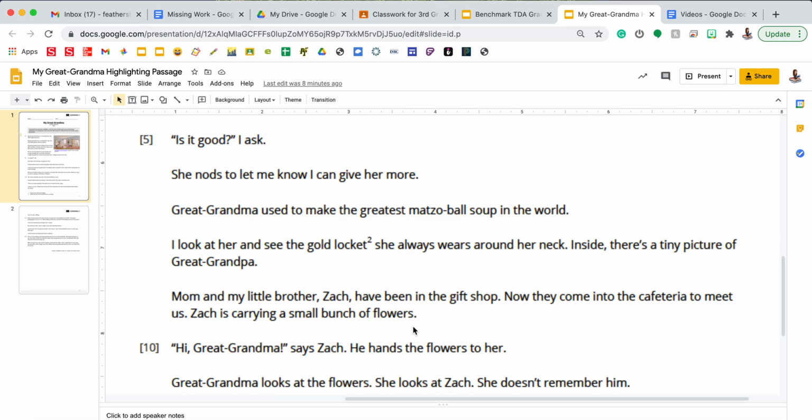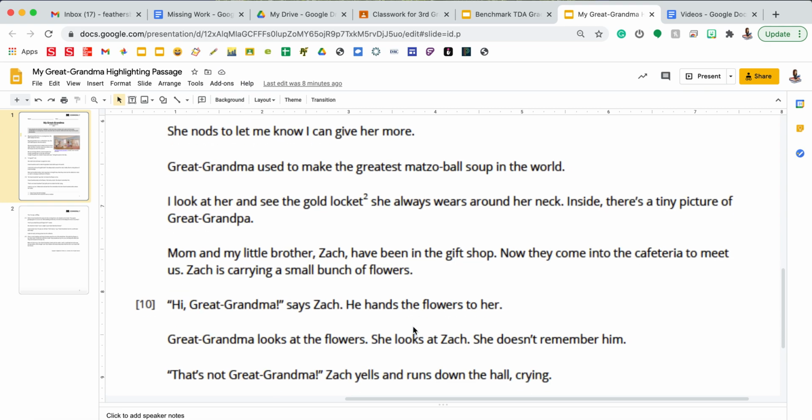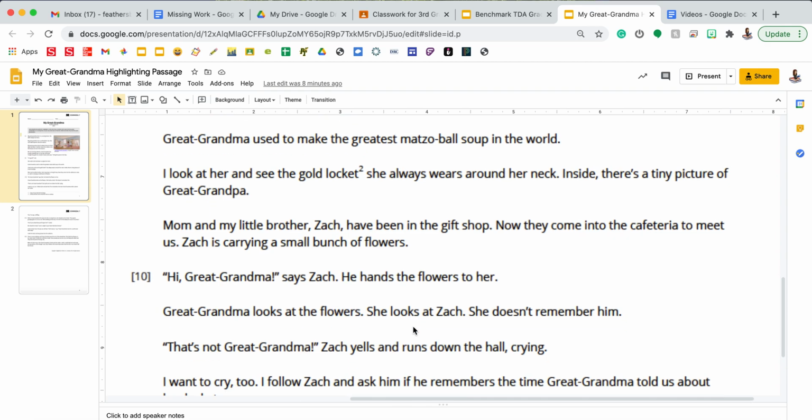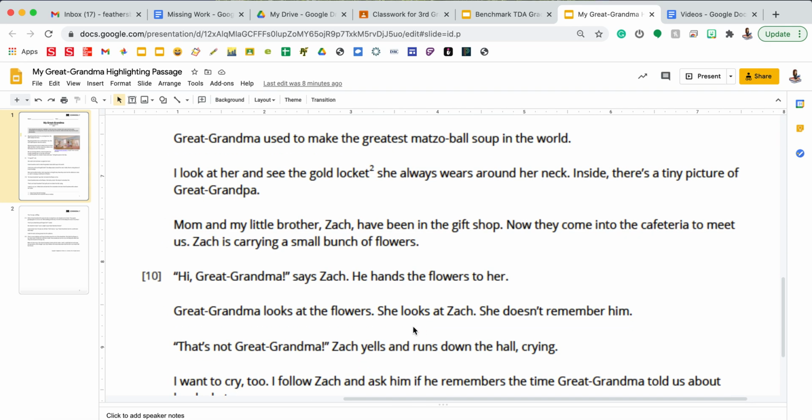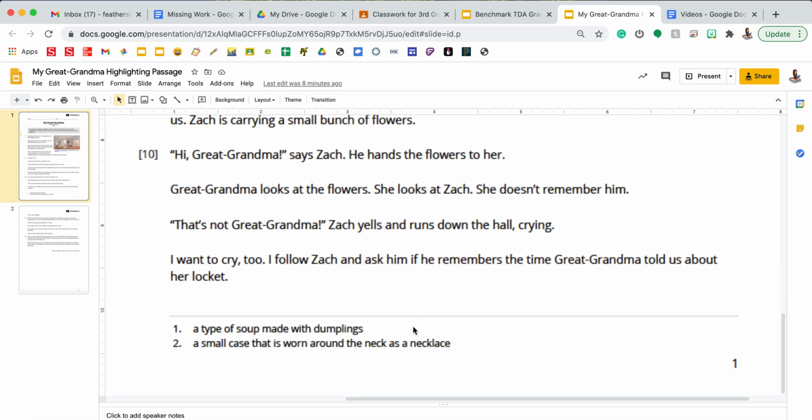Inside, there's a tiny picture of Great Grandpa. Mom and my little brother Zach have been in the gift shop. Now they come into the cafeteria to meet us. Zach is carrying a small bunch of flowers. "Hi, Great Grandma," says Zach. He hands the flowers to her.